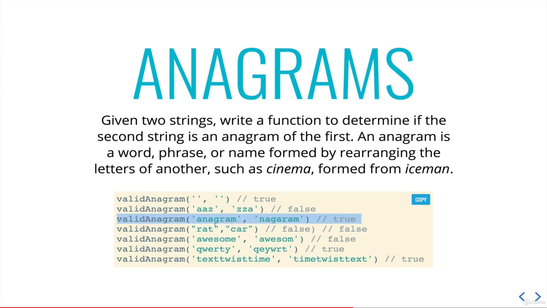This is true. Anagram and nagaram. Rat and car, false, of course. I don't know why there's two falses. Sorry about that. And yeah, you can watch the rest of the examples or take a look at them.